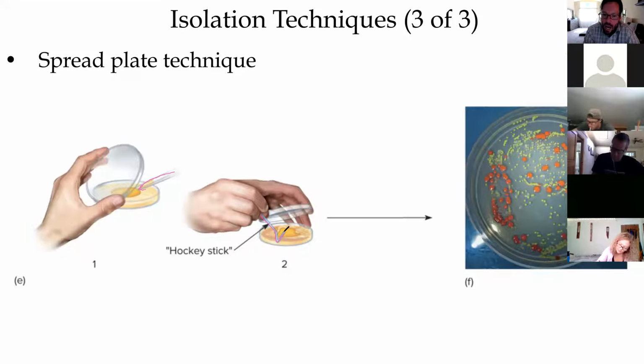But you would take that hockey stick and put it in the inoculum, and you'd either spread it with the hockey stick or you could turn the plate and just rotate it, and it spreads that medium out onto the agar plate.